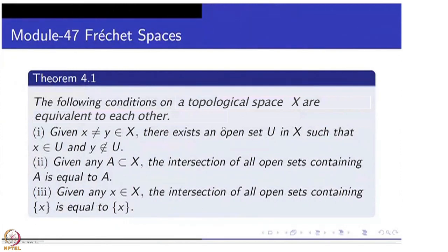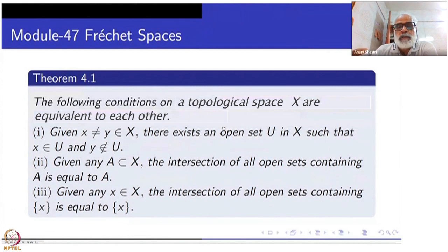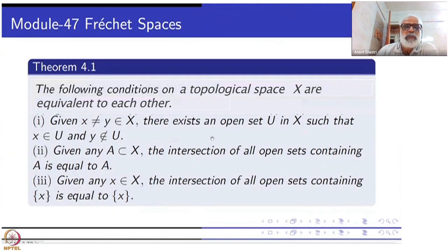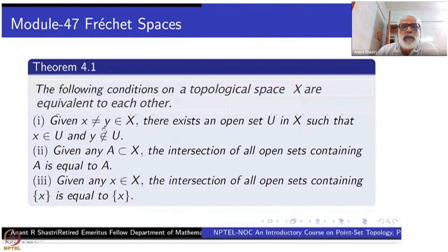Starting with a topological space X, several statements are equivalent to each other. That is the statement of this theorem. What are these statements? Any one of them can be taken as the definition of Fréchet space finally. So that is the whole idea. Okay. So X, Y are different points. There exists an open set U in X such that X belongs to U and Y does not belong to U.